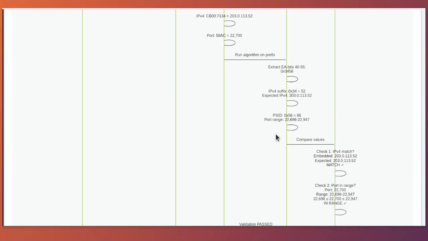From the prefix 2001:DB8:1234:5600::/56, the border relay extracts the EA bits at bit positions 40 through 55, which we calculated earlier as 0x3456. Splitting this into components, the first byte 0x34 equals 52 in decimal, giving IPv4 address 203.0.113.52. The second byte 0x56 equals 86 in decimal, which is the PSID, PSID 86.